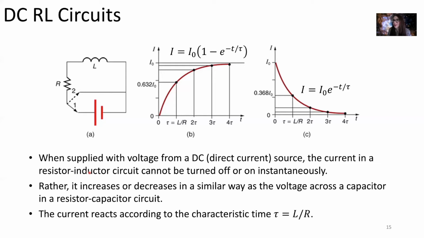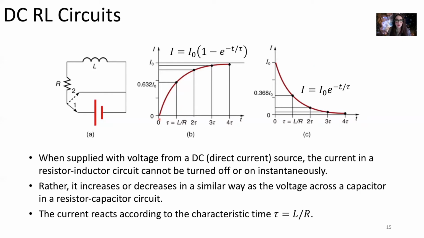We mentioned that a little bit previously, but the inductor in particular in the circuit can moderate the rate at which the current increases or decreases in the circuit. So the current increases or decreases in a similar way as the voltage across the capacitor changes in a resistor capacitor circuit. Now these equations are going to look very familiar to you.